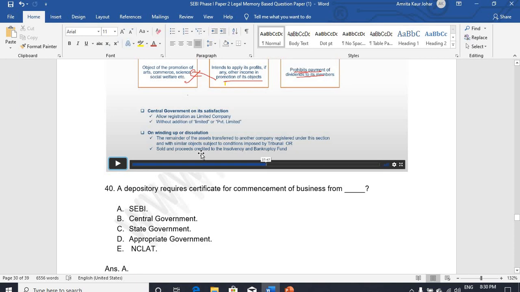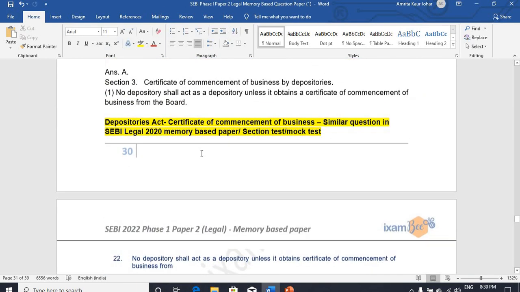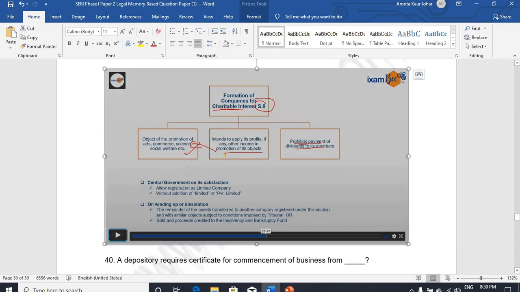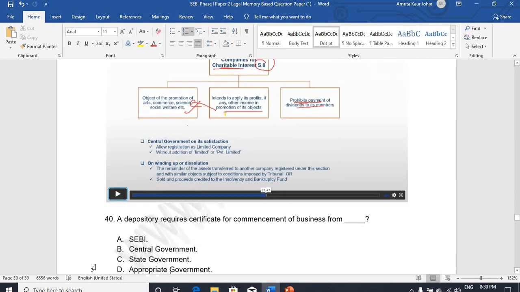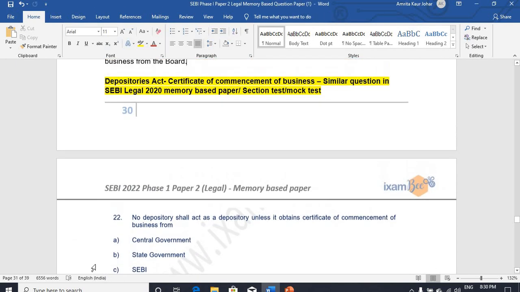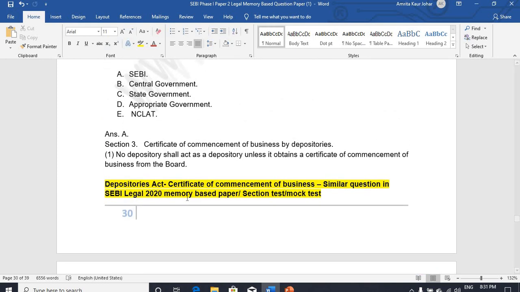A depository requires certificate for commencement of business from. This is also a very easy and important question. Section 3 of Security Law of Depositories Act covers this particular question, relating to certificate of commencement of business, and the answer is A, that is SEBI, that is provided by SEBI.